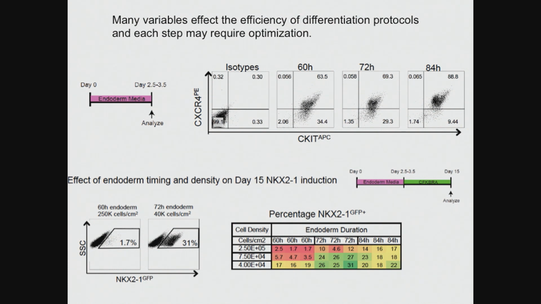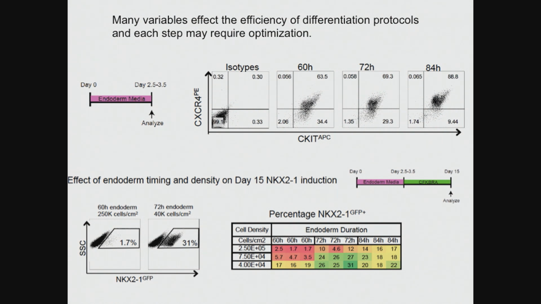And so to give you an example, at the 72-hour endoderm time point, we can have 31% of our cells NKX2.1 positive, or just by getting the density of replating wrong, only 4.6% of our cells. And in our worst conditions, it's as low as 1.7%.